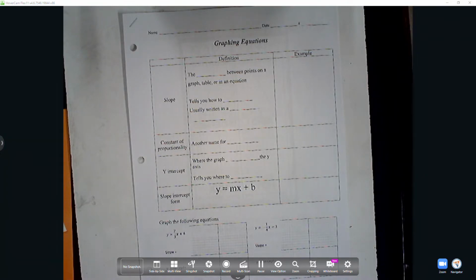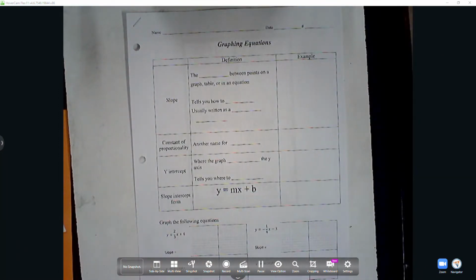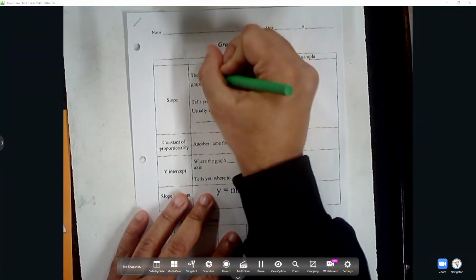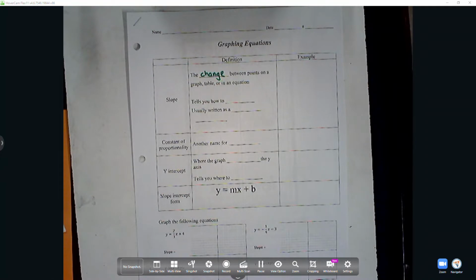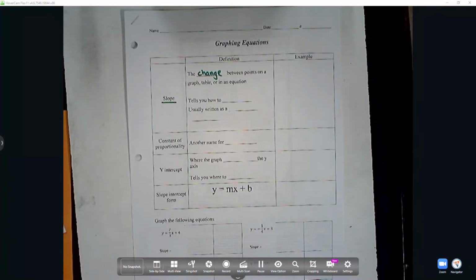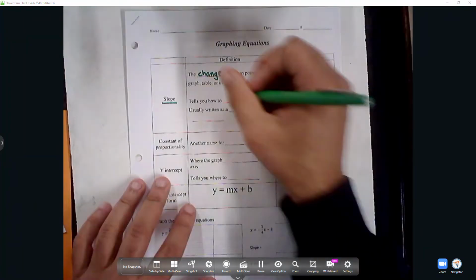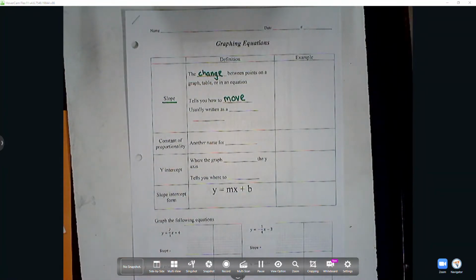So, we're going to start out by talking about a word called slope. You already know what this means, you just haven't heard this word before. Slope is the change between points on a table, graph, or in an equation. We've been talking about change for a while, but now we're learning that that's actually called the slope. When we're graphing, it tells us how to move. And we'll talk more about that in a little bit.